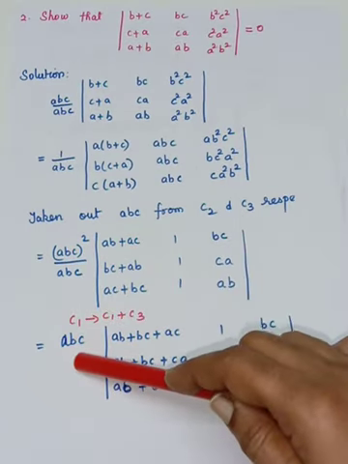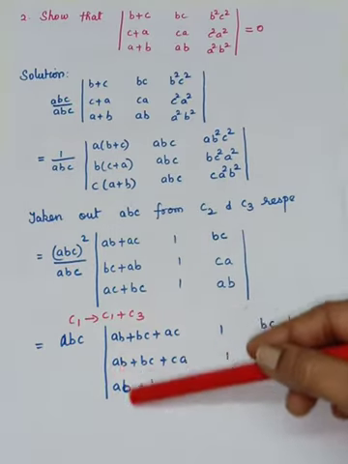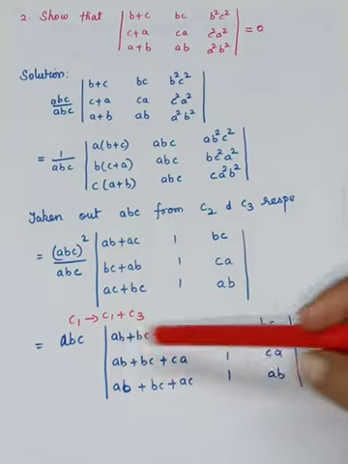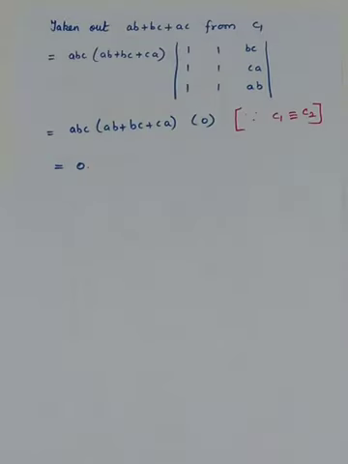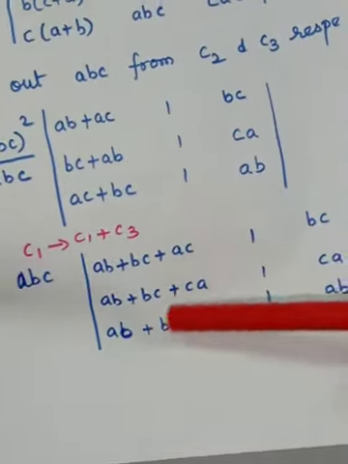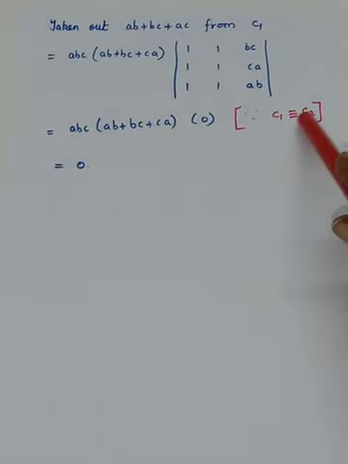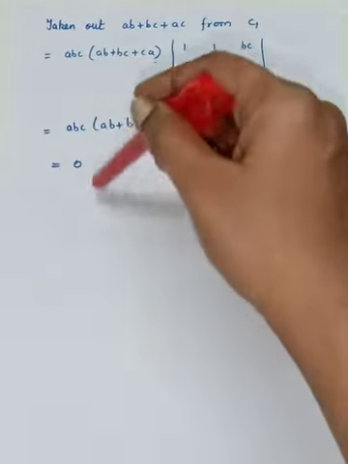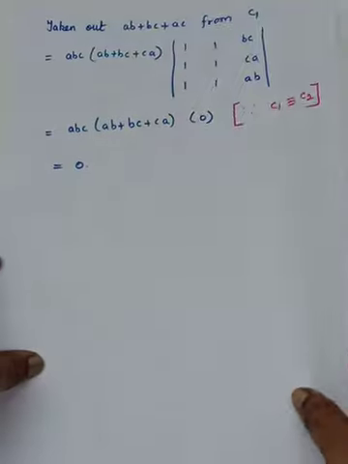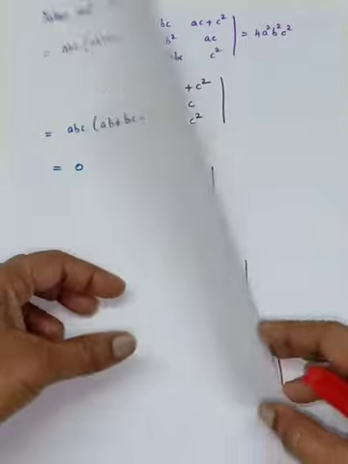So in the numerator you will have ABC. From C1 the entries are the same, so we can take it out. So the next step, what will it be? ABC into AB plus BC plus CA. So the C1 entry will become 1 1 1, and C2 also 1 1 1. So they are identical. C1 and C2 are identical. So the value of the determinant is 0. 0 into anything will become 0. So we have shown the second problem. The value of the determinant is equal to 0.